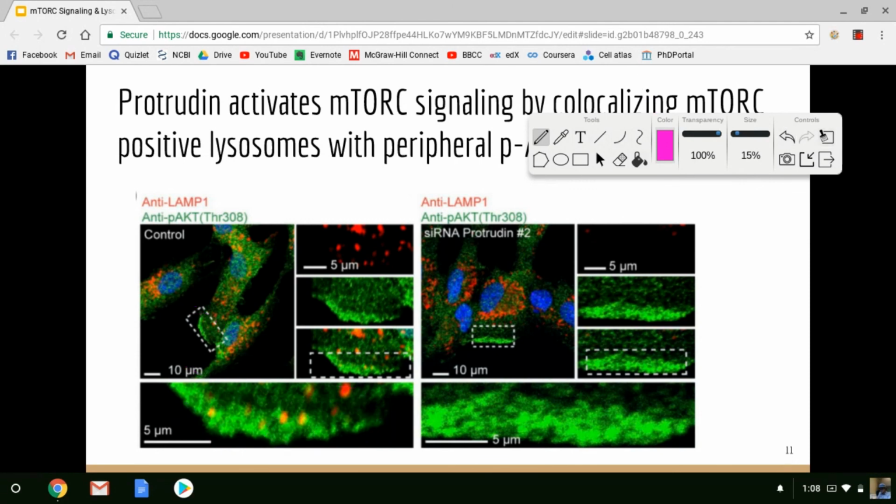This is in contrast to what's happening over here on the right. This is where protrudin has been knocked down using siRNA. So when protrudin is gone, you don't see any lysosomes in red. In red, it's supposed to be lysosomes. I don't see any lysosomes over there. All the lysosomes appear to be around the nucleus. So there's no mTORC getting activated in these cells because the lysosomes aren't moving to the periphery.